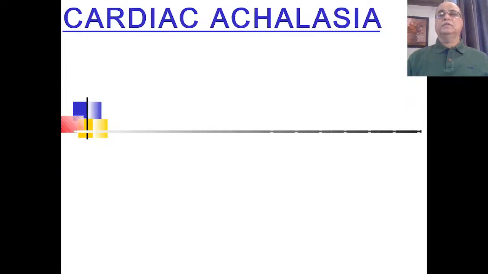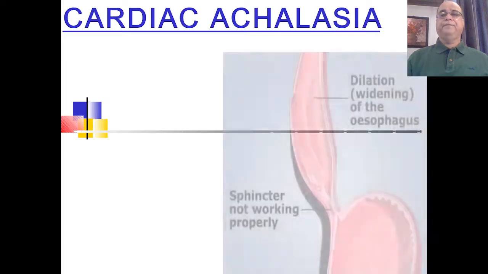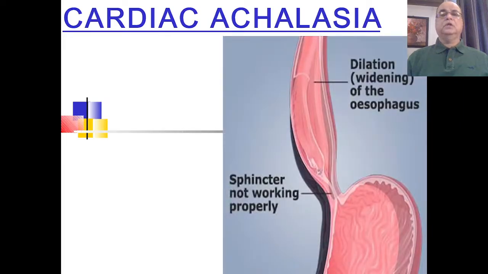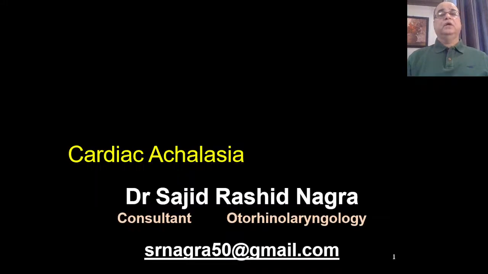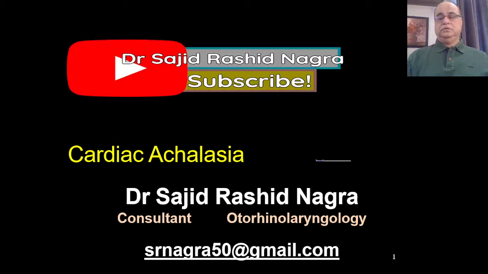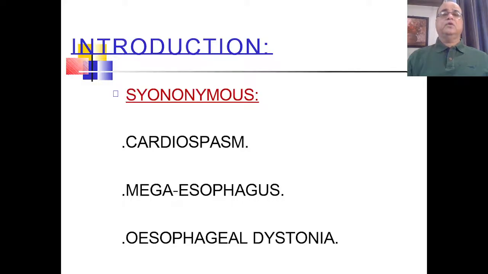Today we will talk about a motility disorder of the esophagus, and this is called cardiac achalasia, in which there is no relaxation of the lower esophageal sphincter when the food bolus arrives at the lower end of the esophagus. This is called Achalasia Cardia or cardiac achalasia. Synonymously, this disease is also called cardiospasm or megaesophagus. Some people call it esophageal dystonia.